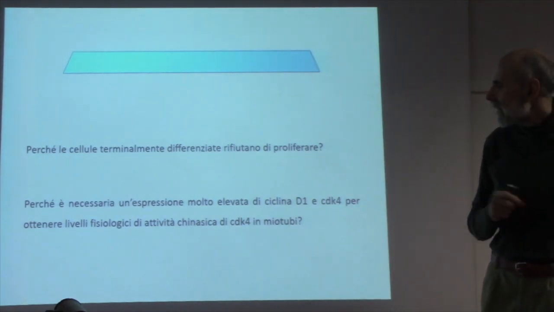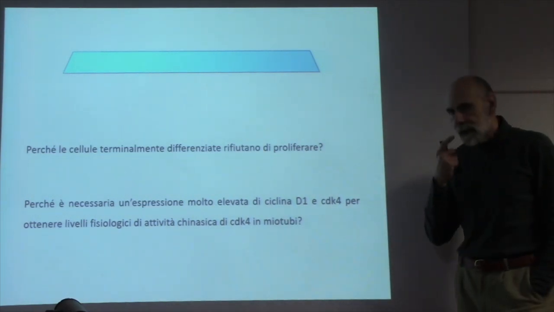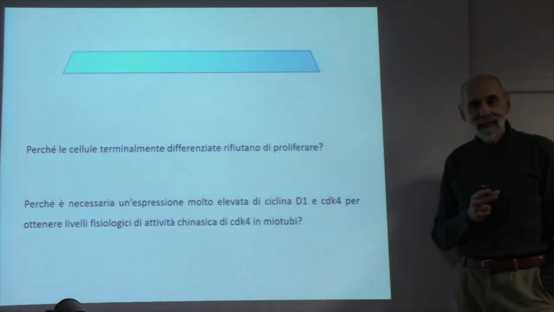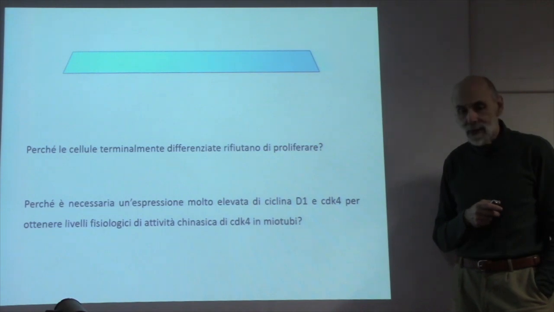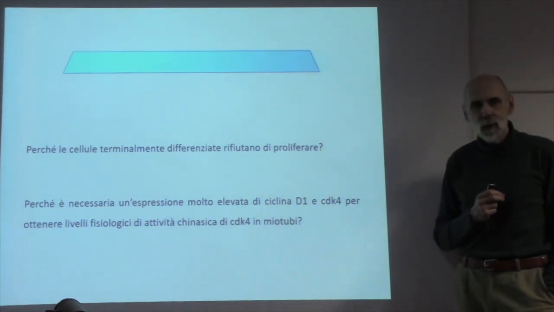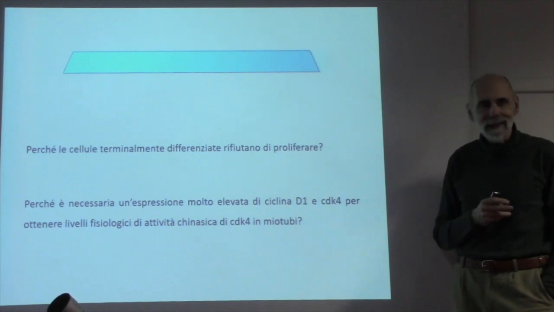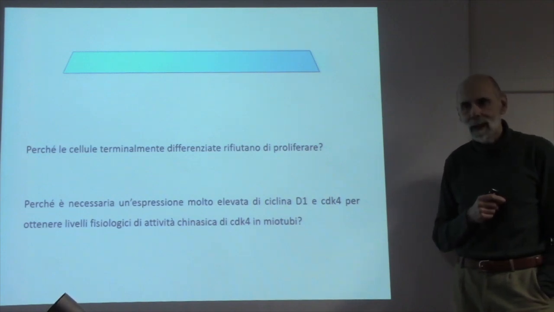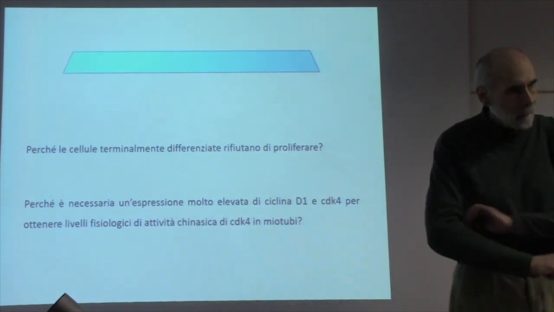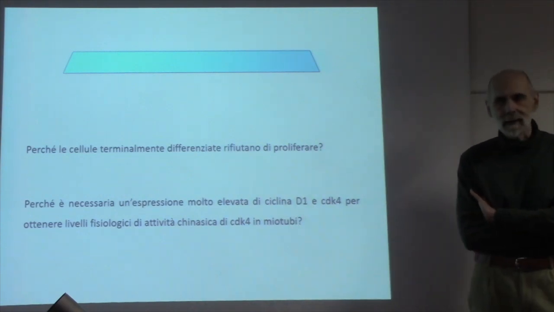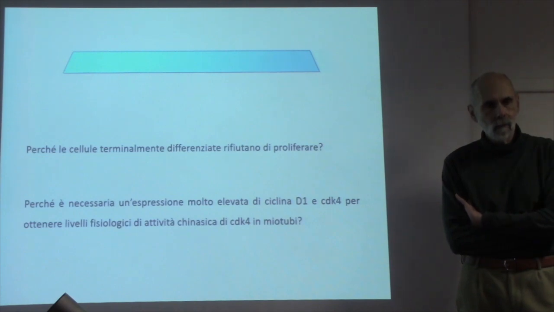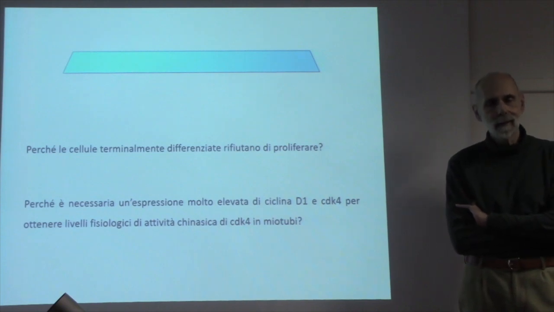So, now this is a tractable question, and I'll ask you to propose ways, to propose approaches to answer this question. Why would you think that there might be such a need for very high levels of the two molecules to obtain normal levels of kinase activity? Of course, you don't know about the cell cycle, so that is a problem, but you can still think in abstract terms. There are some repressors while the cells are terminally differentiated, that even if you add a normal amount of the cyclin D1 and CDK4, they don't let them have their normal activity.